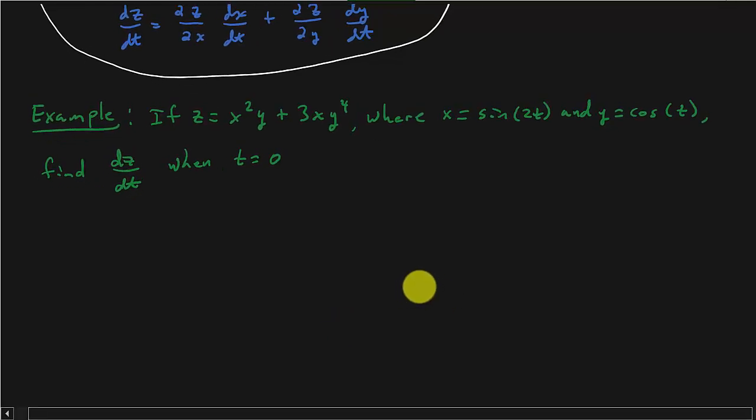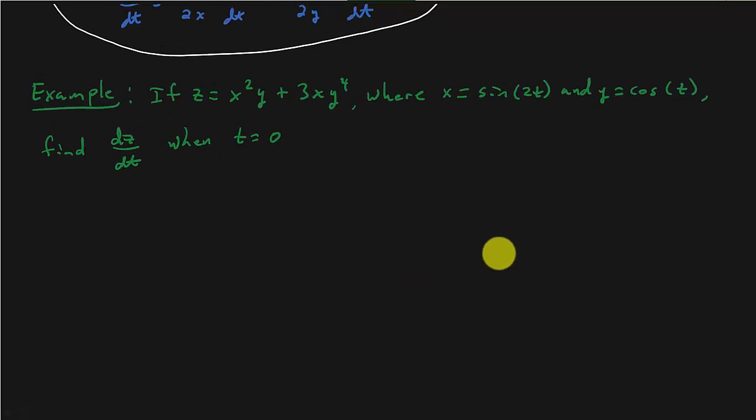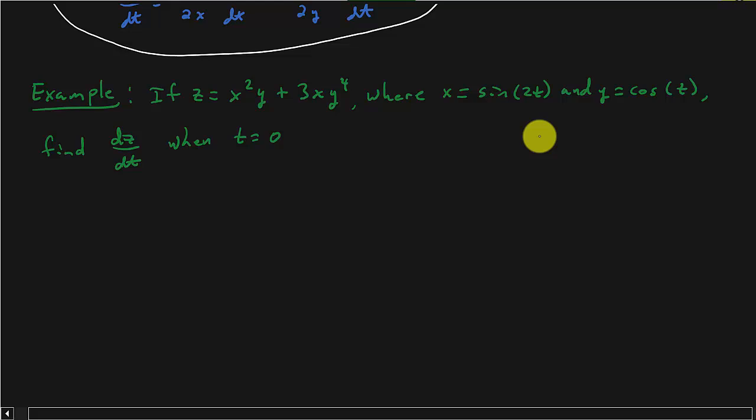All right, so it says if z is equal to x squared y plus 3xy squared, where x is equal to sine 2t and y is equal to cosine t, find dz/dt when t is equal to 0.